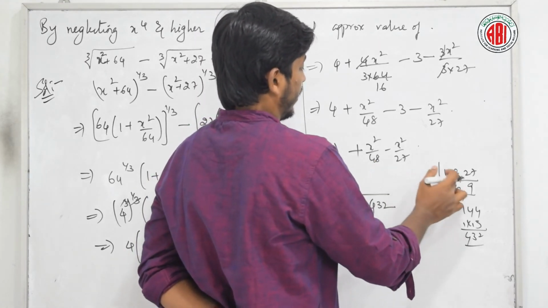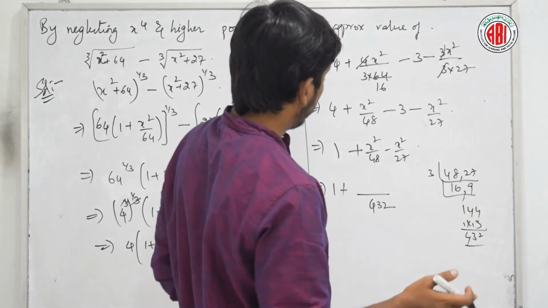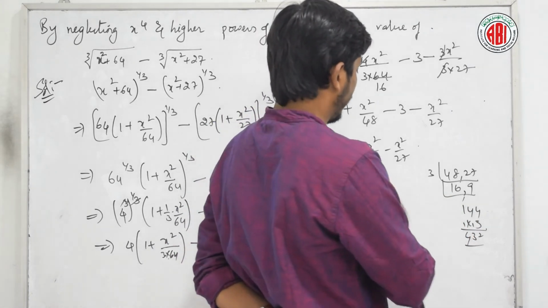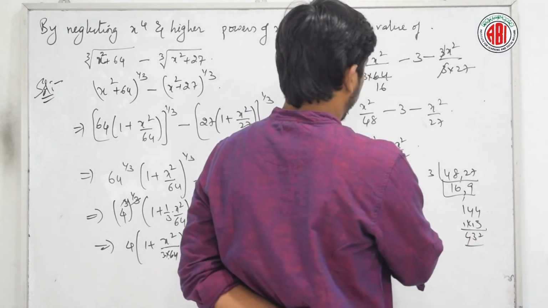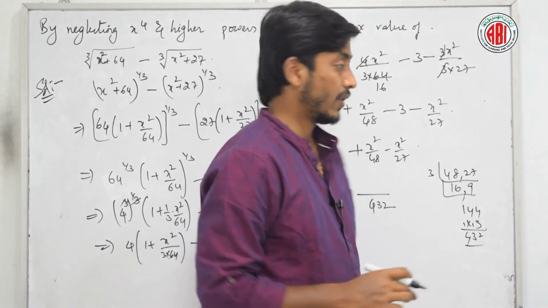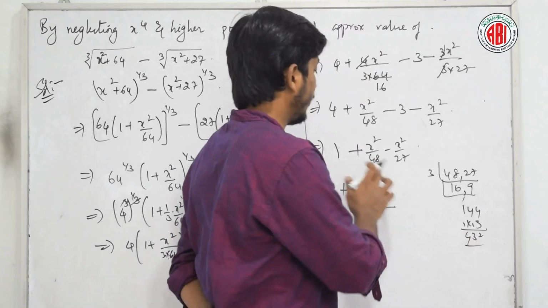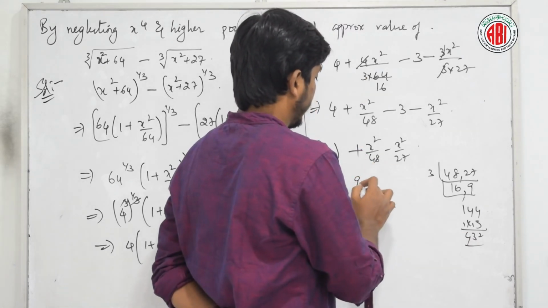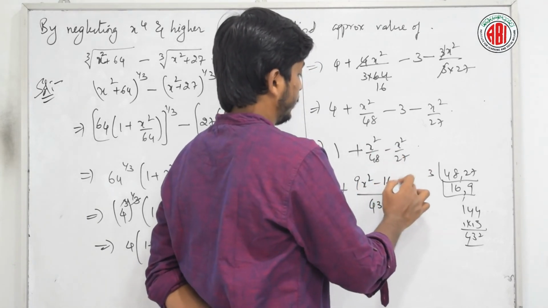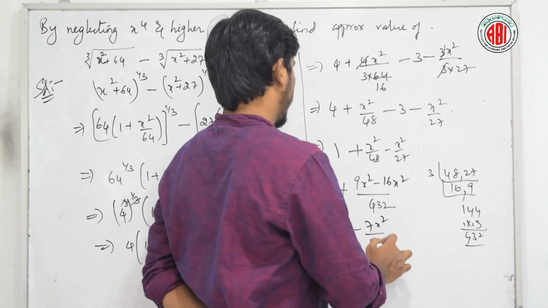So what do we get? 48 can be written as 16 into 9. What is the number we have to multiply now? 432 divided by 48 is 9, and 432 divided by 27 is 16. So this will be 9 and here 16. So simply the answer is 1 − 7x²/432.